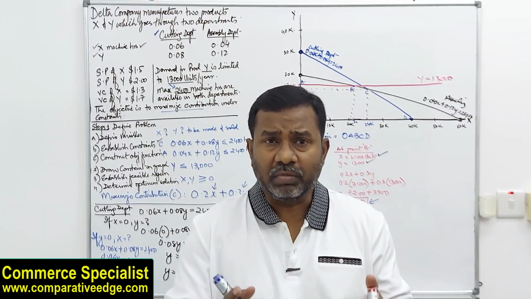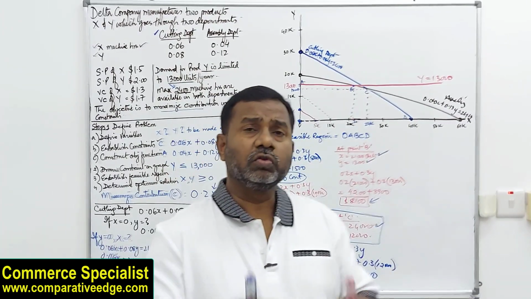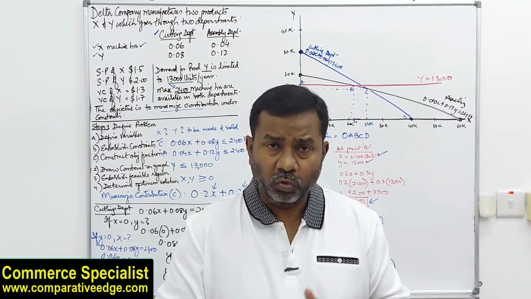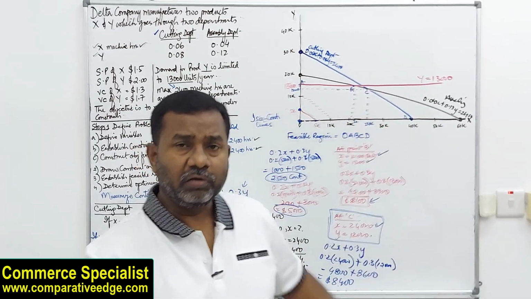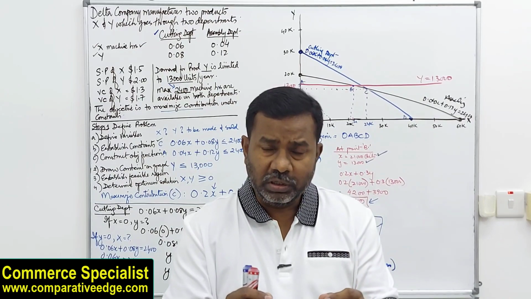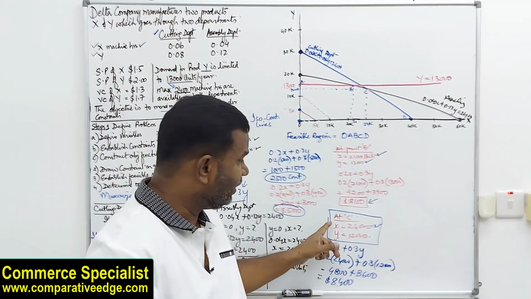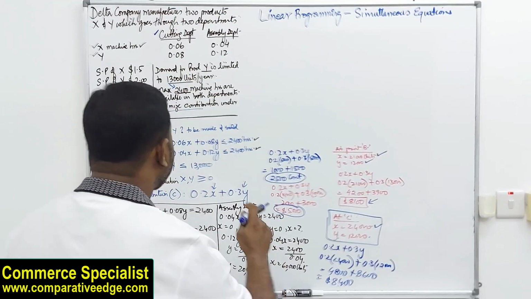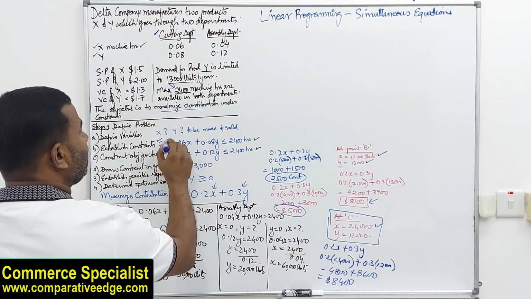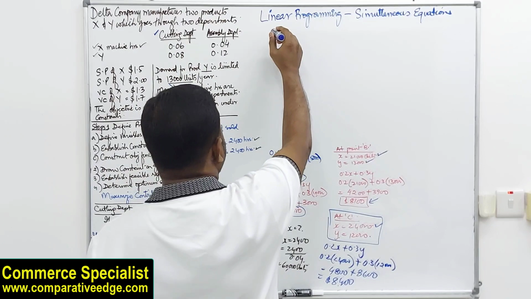Now the same solution can be provided through algebraic equations, where we won't be showing this graph, we won't be doing trial and error, we'll be using simultaneous equations and finding the ideal combination. So let's see how it is done. We have these two equations for the cutting and assembly departments. So I'm writing them here.